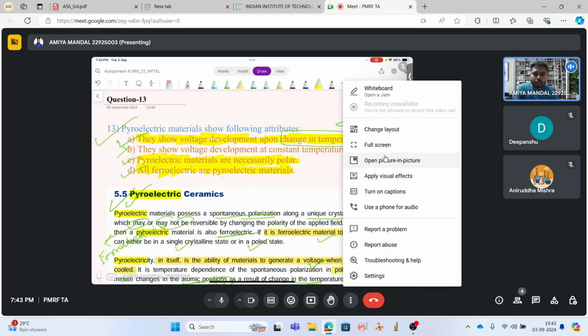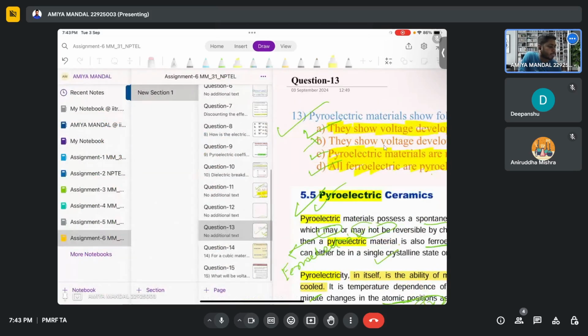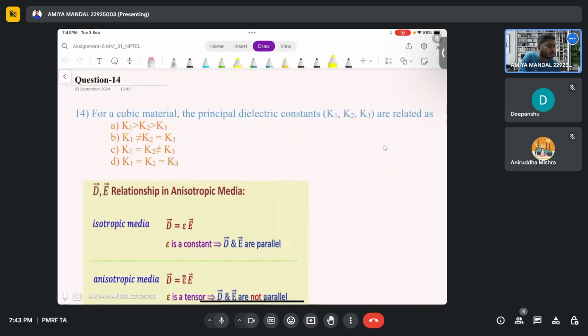Now, only two questions are left, questions 14 and 15. 15 minutes, we are at the verge of the end of this lecture. Problem solving session, just two questions are there. Then I will ask if there is any problem, you can ask me. Okay, let's try to find out question number 14.